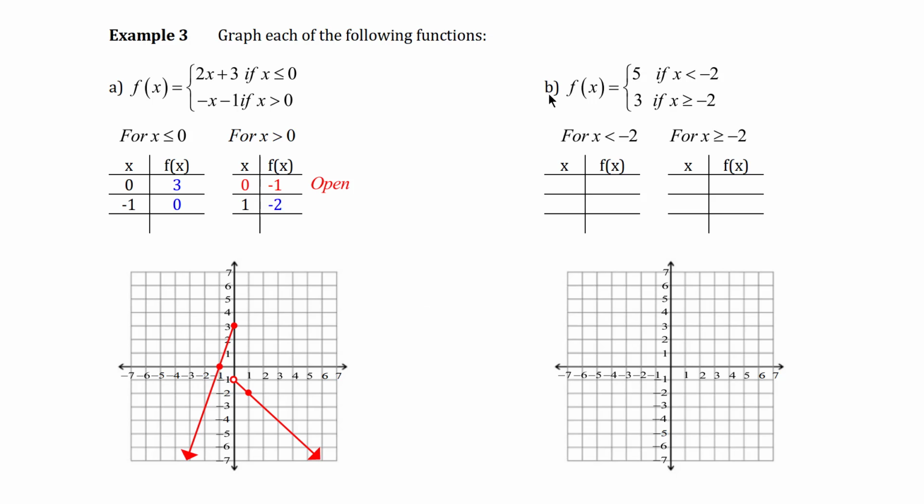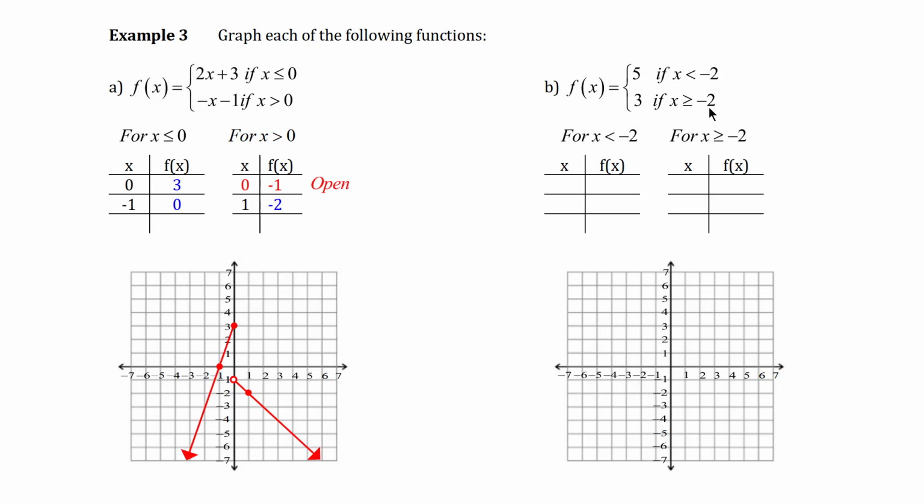Moving on to part B, we have the piecewise function f of x equals 5 if x is less than -2, and then f of x is equal to 3 if x is greater than or equal to -2. Again, we're going to use the point plotting method.